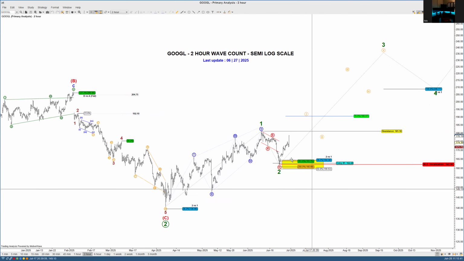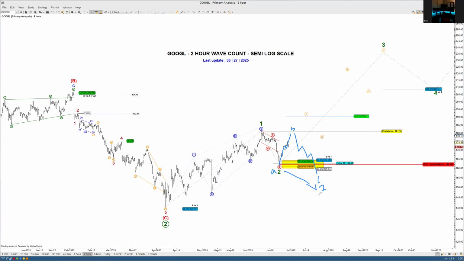Now anything can happen. So let's say this is all of A, this is some sort of a B, and then it takes another C. So this 2 will come here. That's possible as well. So you have 5 waves up. So this is a 3, 3, and 5.